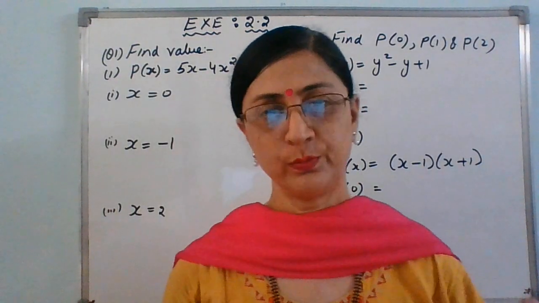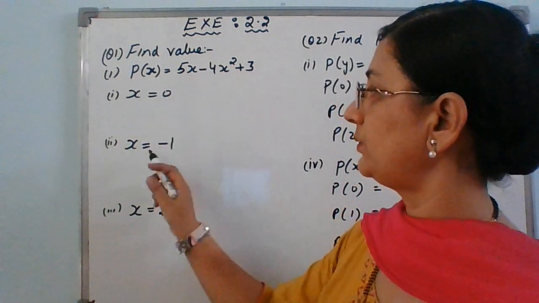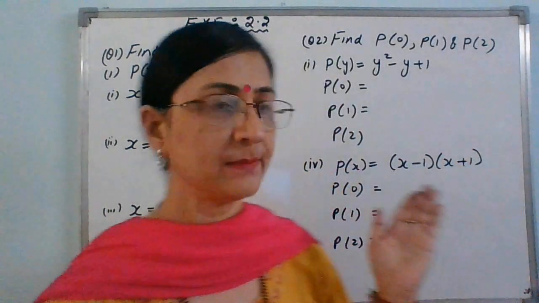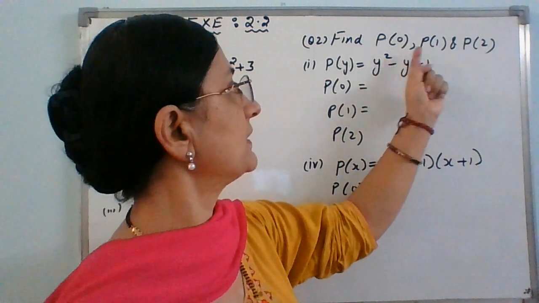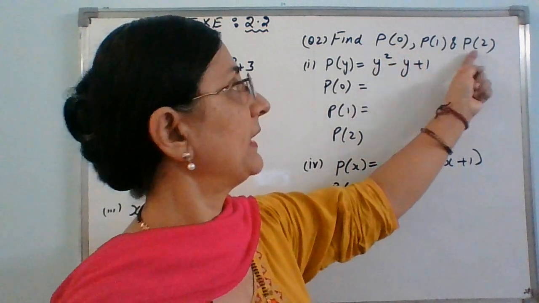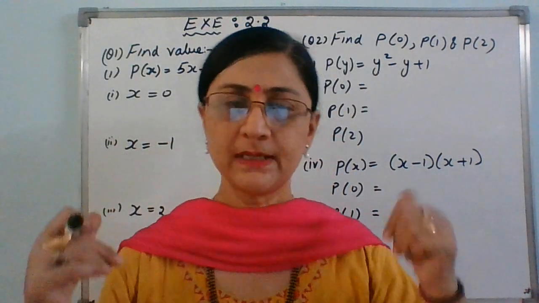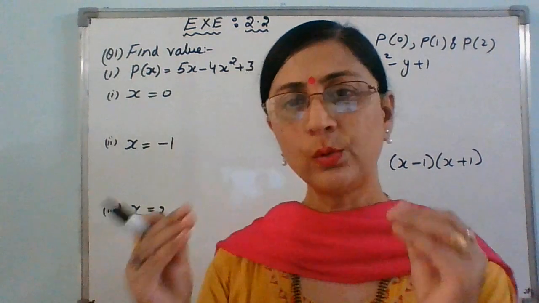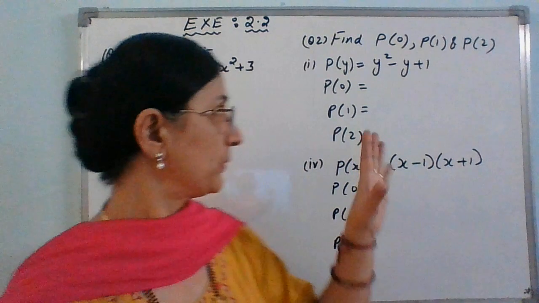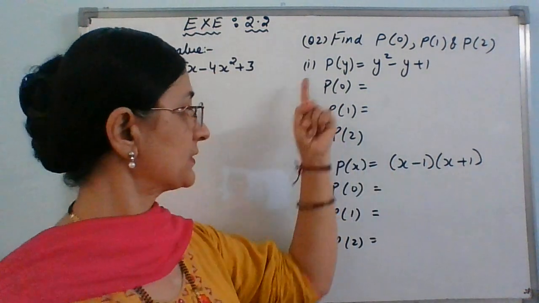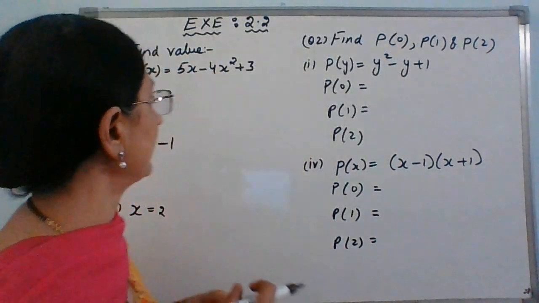Okay, now exercise 2.2. In the first question, we have to find the value of this polynomial when x is 0, x is minus 1, x is 2. The same type of question is question number 2. We have to find P0, P1, P2, meaning the variable is 0, 1 and 2, right? The variable can be x or y or t, whatever. We just have to find the value of the polynomial when the values of the variables are given. In question number 2, there are 4 parts. I'm doing the first one and the fourth one. The second and third you can try. They are of the same type. You just have to find out the value.